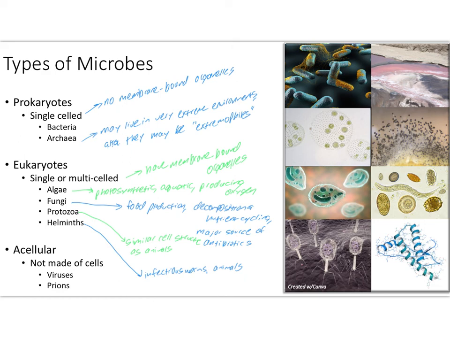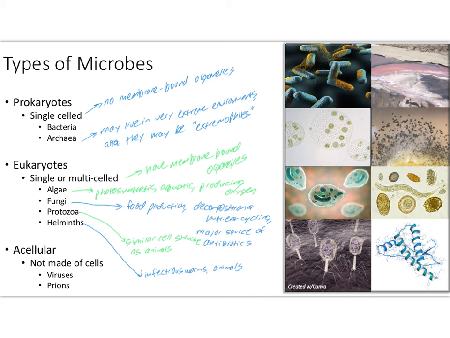Acellular microbes are microbes that are not made of cells. So you've probably heard in previous biology classes that the cell is the fundamental unit of life, and it is. And both prokaryotes and eukaryotes are made of cells. But these types of microbes are not made of cells. So we call them acellular because A means without.